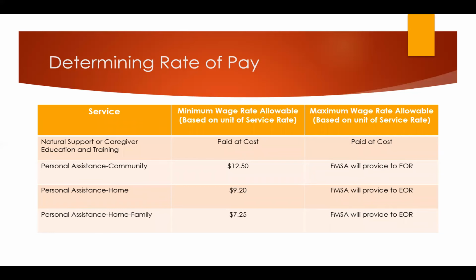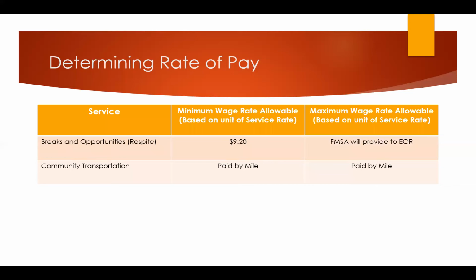The minimum rate for personal assistance community is $12.50 an hour. The minimum rate for personal assistance home is $9.20 an hour. The minimum rate for personal assistance family is $7.25 an hour. The maximum rate for these services will be provided by the FMSA. The minimum rate for breaks and opportunities, otherwise known as respite, is $9.20 an hour. Again, the maximum rate will be provided by the FMSA. Community transportation is paid by the mile.